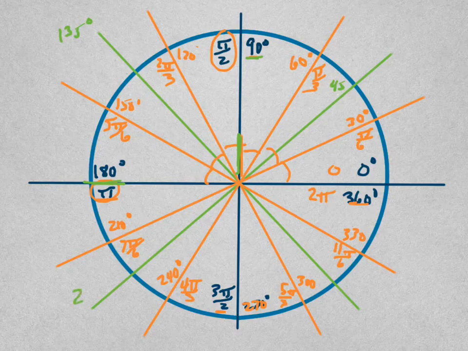Add 45, you get to 225. Add 45, you get to 270. Add 45, you get to 315. Add 45, you get to 360. Do the same thing for radians now.